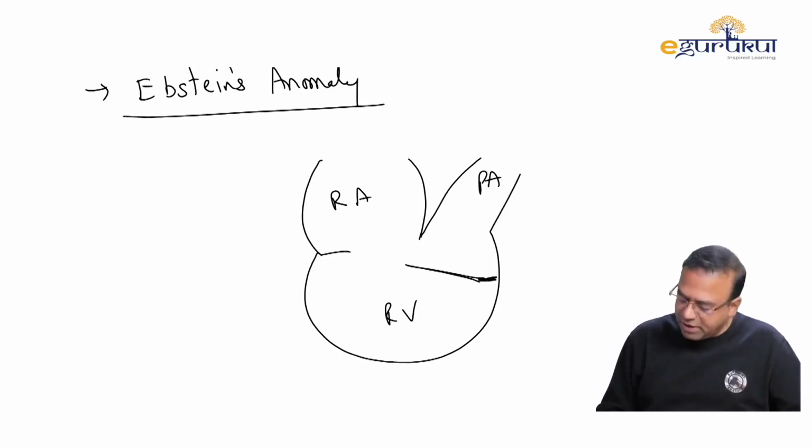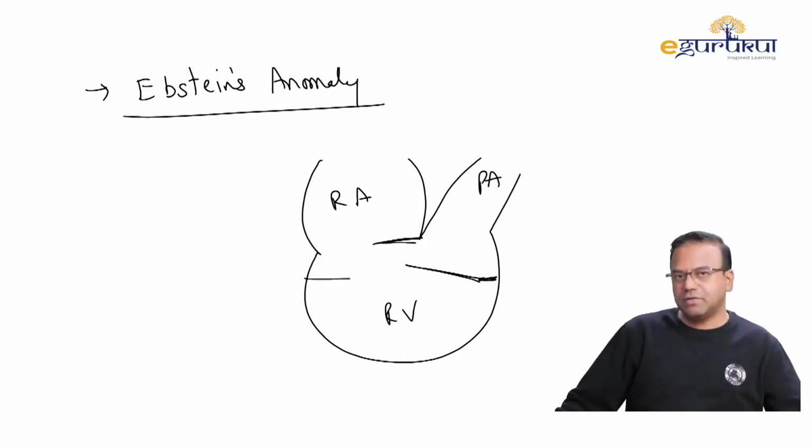The posterior leaflet also can be shifted down. In some patients, the posterior leaflet is also shifted down. But the important MCQ that they ask is what is not shifted down is actually the anterior leaflet. It never is shifted down, it stays where it is.